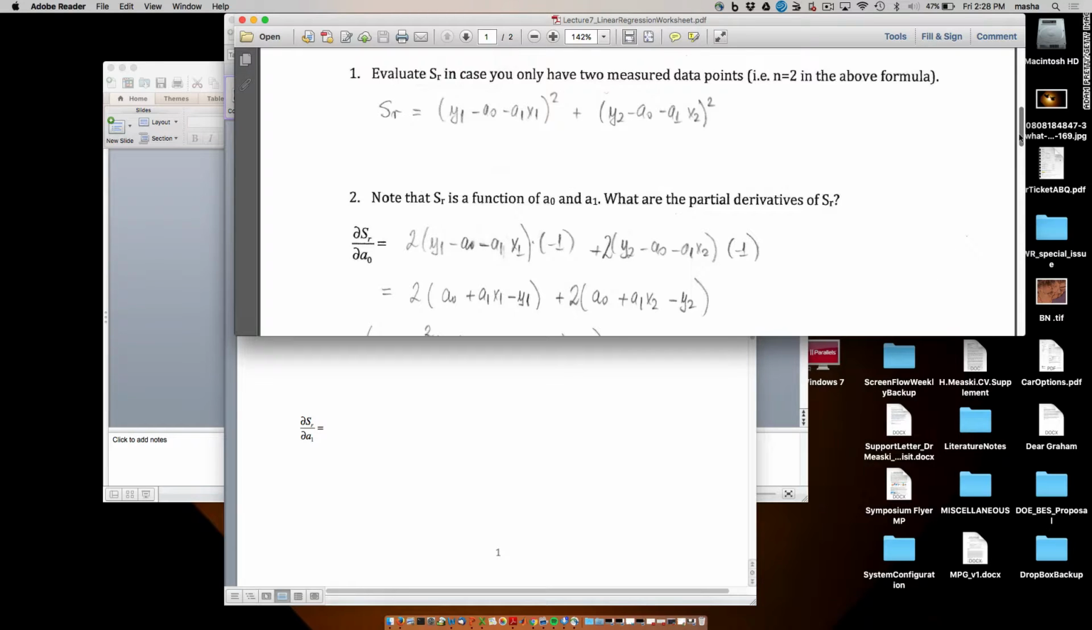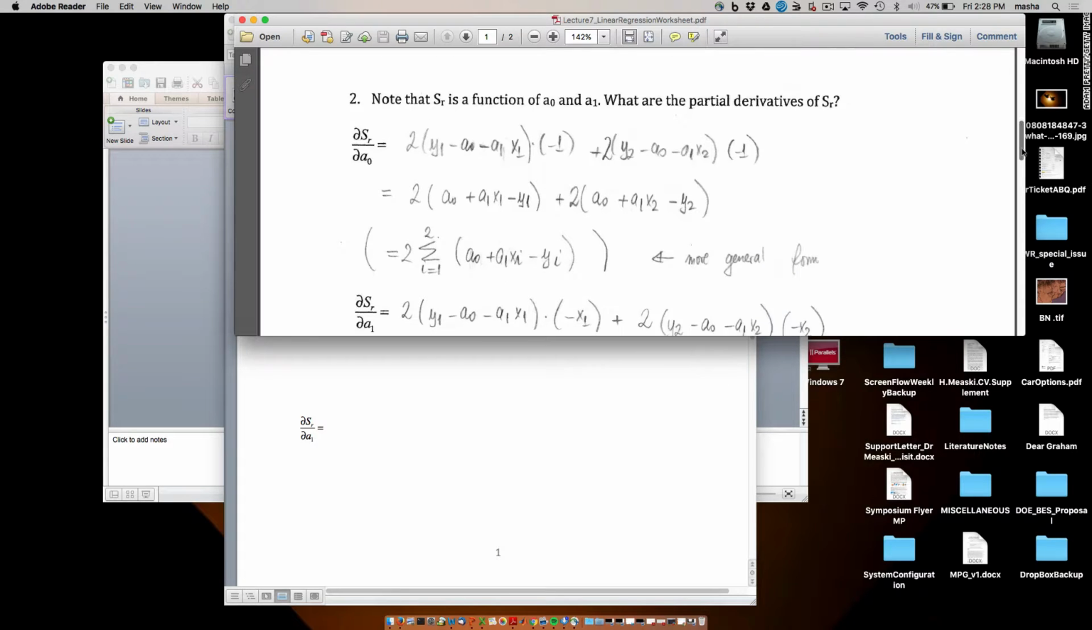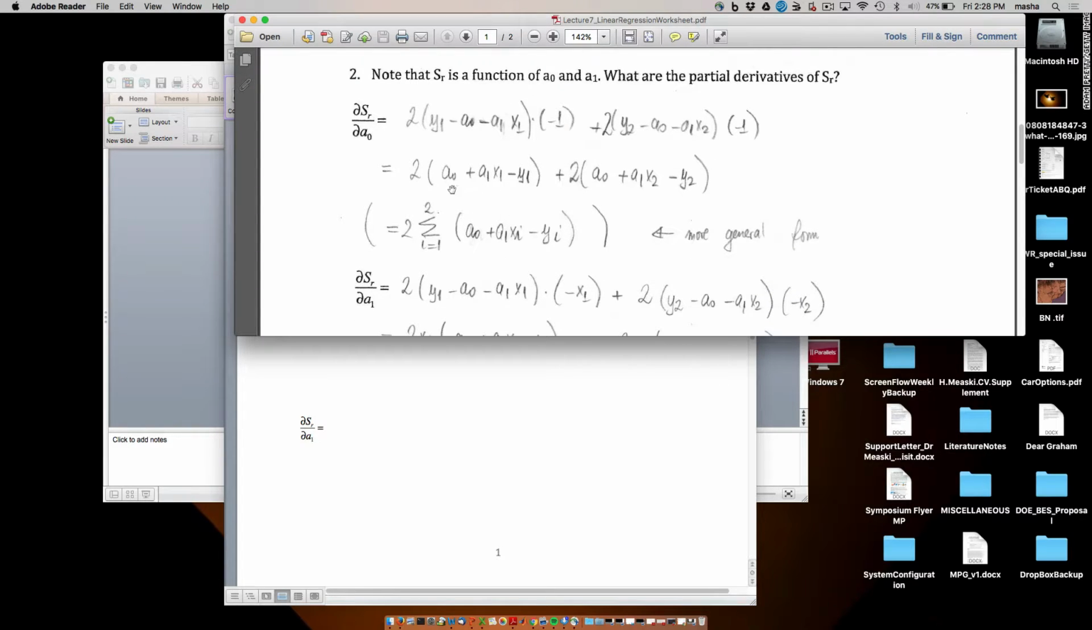And then if I do that for A1, if you want to get a more general form, there was a question here. So this is basically the sum from i equals 1 to 2 in this case of this. And that suggests what it would look like if you had n points: a sum that goes from 1 to n of something that looks like this. But for 2 points, I only have 2 terms, and it's just simpler to write down.